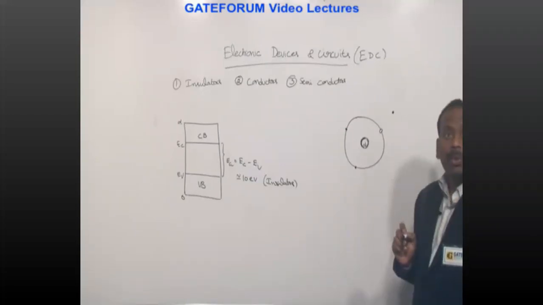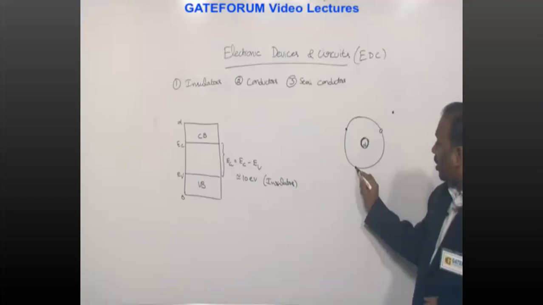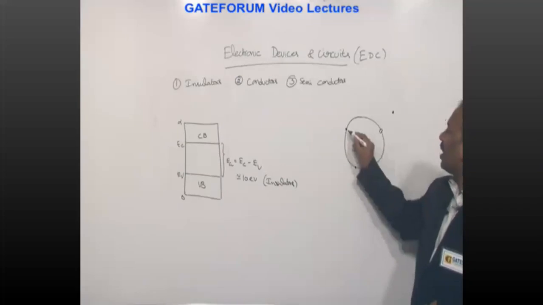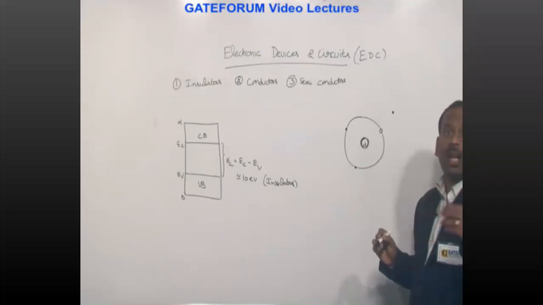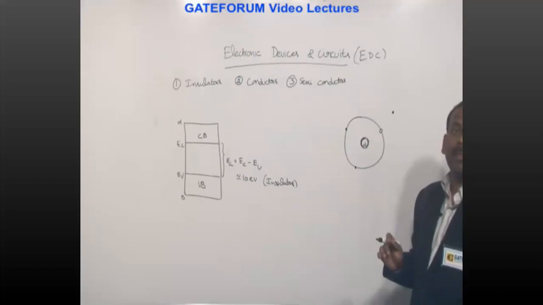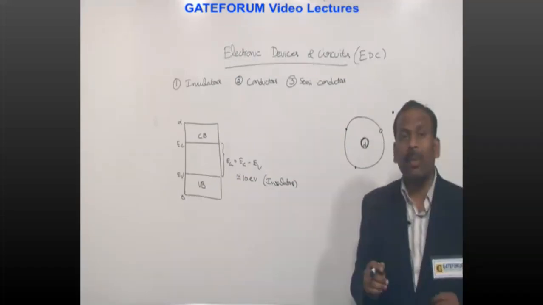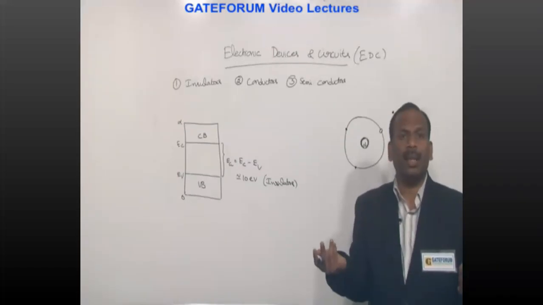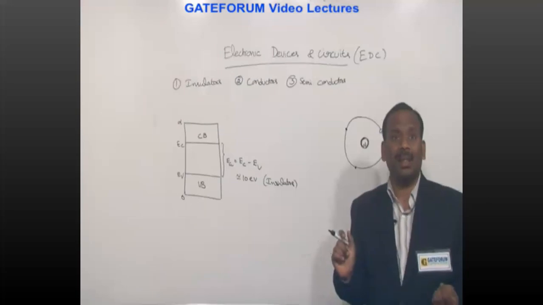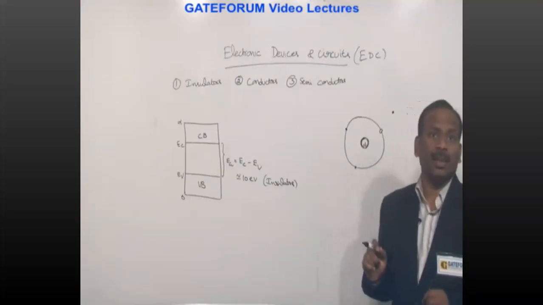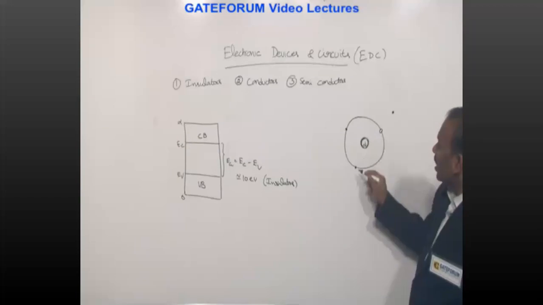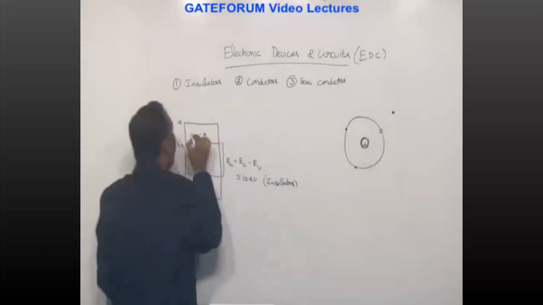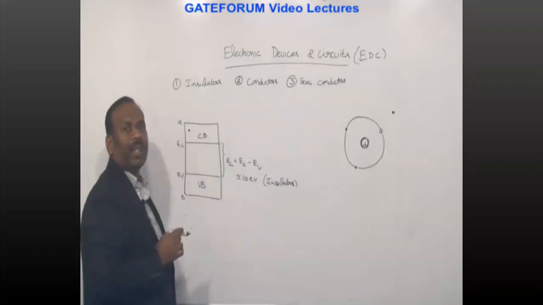Current is always due to free electrons, not due to bound electrons. These valence electrons indirectly help the movement of the hole, but they do not constitute current. If 100 valence electrons or 50 valence electrons are there in an atom, in both cases the current is the same, because current is always due to free electrons, not valence electrons. So in this case, the free electron will be here.